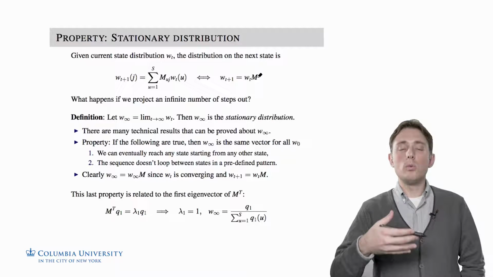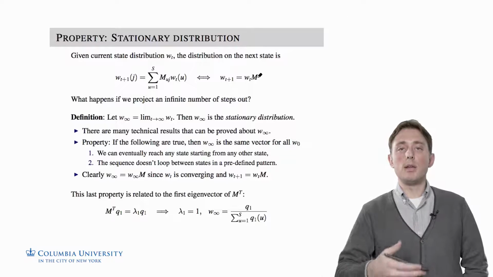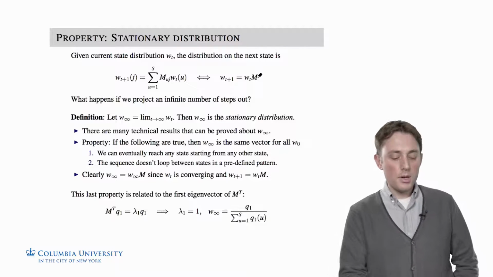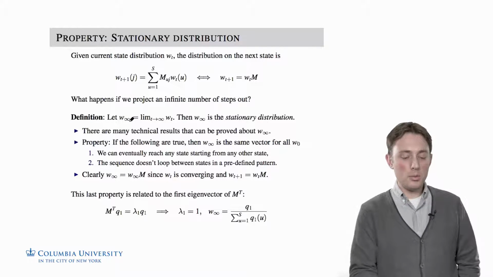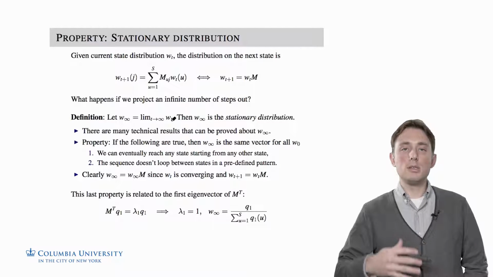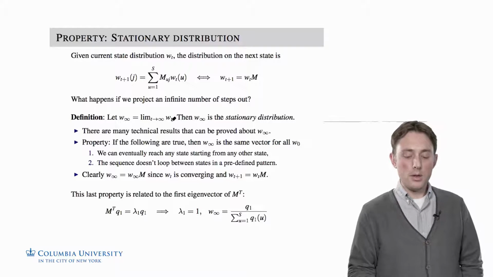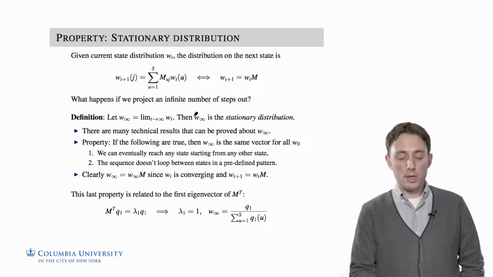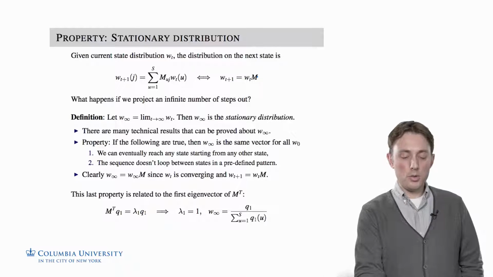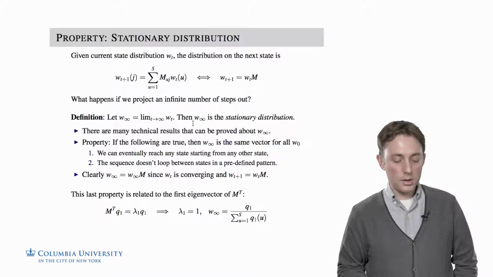The question is now, what's happening as t goes to infinity? Is anything interesting happening? Is it converging to anything important? So we're going to define this distribution, w infinity, which is the limit as t goes to infinity of wt. So this is the distribution on where I'm at an infinite number of steps from now. This w infinity has a name, and it's called the stationary distribution of a Markov chain M. So the stationary distribution of the Markov chain M is equal to w infinity according to this notation.